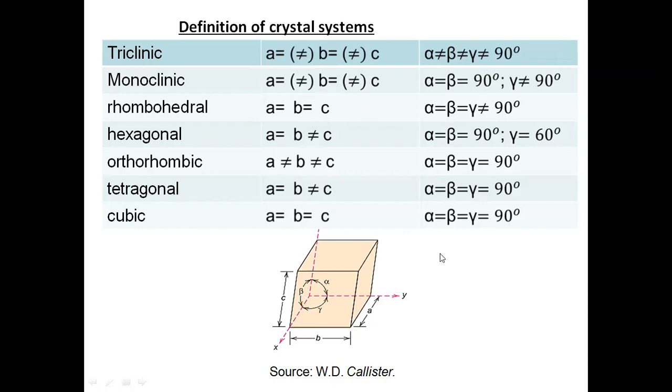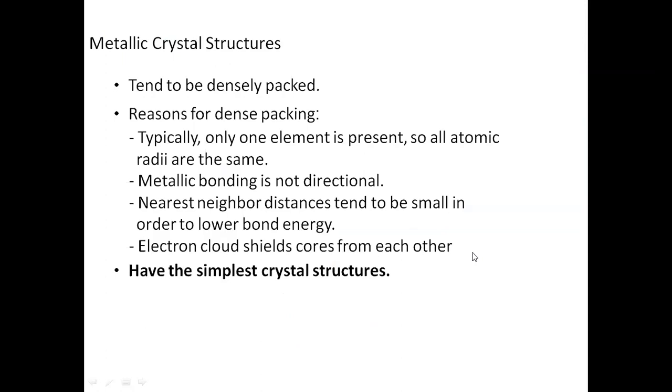So you look at these one in your own time when I send you the presentation. So metallic crystal structures, they tend to be densely packed, we know that. And the reason for dense packing is typically that one element is present, so all atomic radii are the same. With a metal, when you say copper, you just basically mean that all the atoms there are copper atoms, isn't it? So it means that they all have the same radius. All the atoms have the same radius. Therefore, it's easy for them to quickly pack up without leaving some space around.